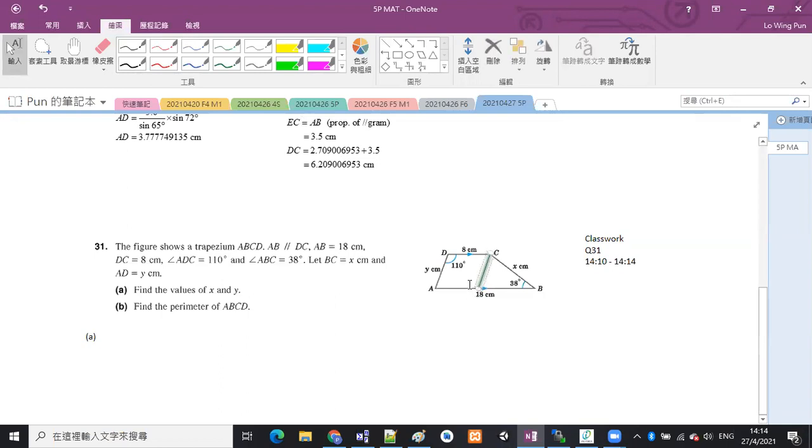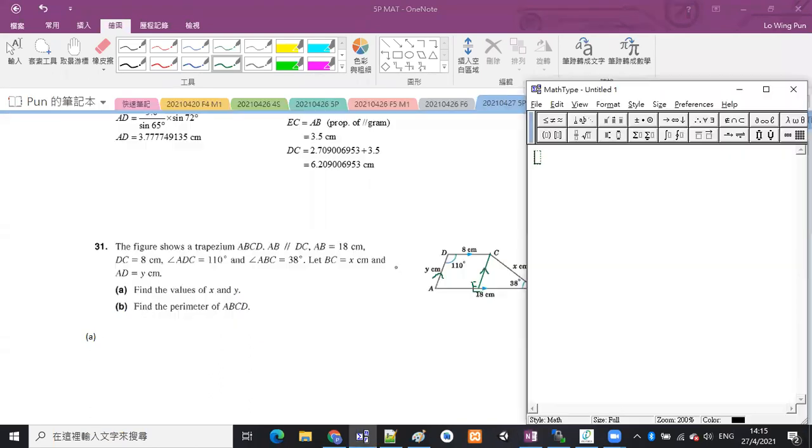CE, let's call this point E. Is that okay? And then this line CE is parallel to DA. And we have a parallelogram here, okay? Which means that the opposite sides of the parallelogram should be equal to each other, right? Okay, so AE is equal to DC, which is equal to 8 cm.